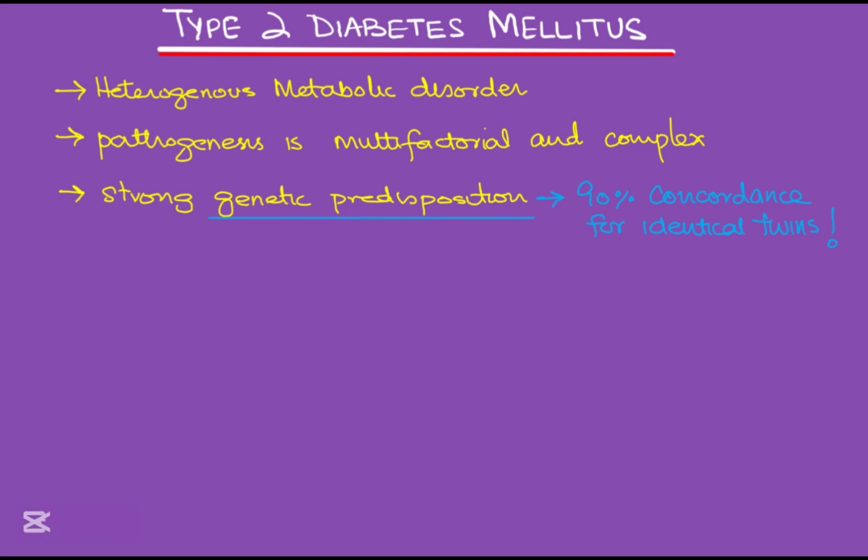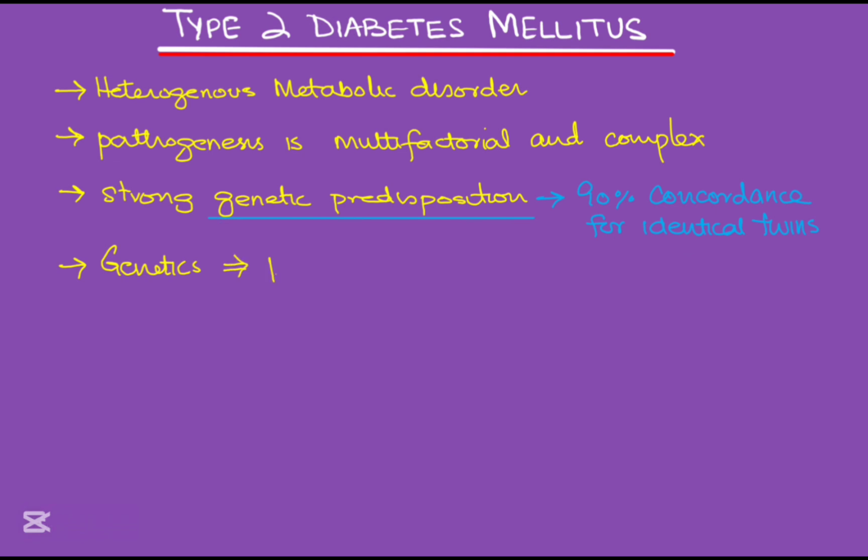On the other hand, type 1 diabetes has a weaker genetic influence and only has about 30 to 60% concordance for identical twins. This means that type 2 diabetes mellitus has a very strong genetic predisposition as compared to type 1 diabetes. Okay, now let's discuss the genetics of type 2 diabetes mellitus.